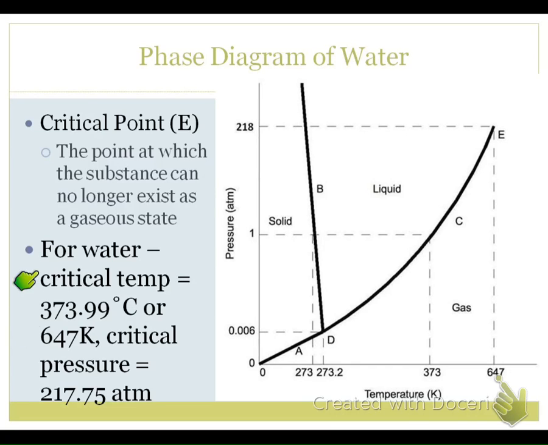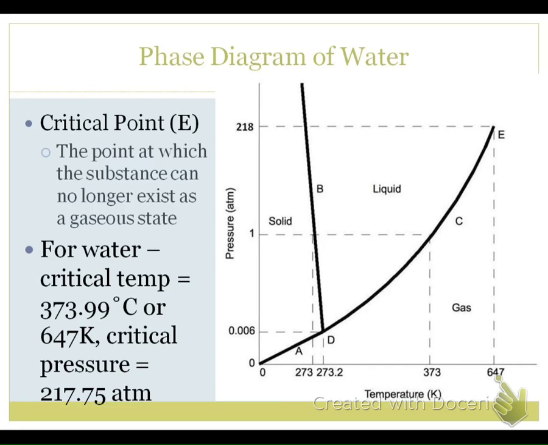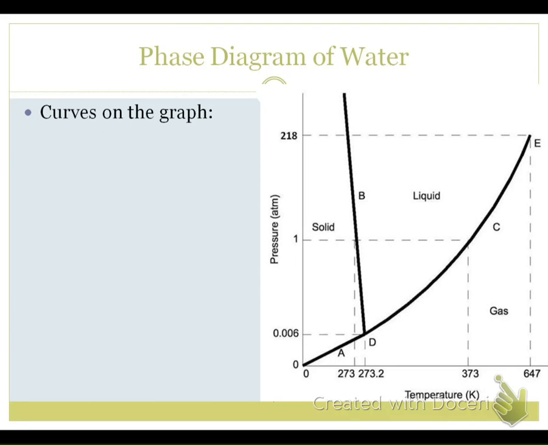And here are our temperatures for that. So 647 Kelvin, or basically 374 Celsius, and 217.75 atmospheres, or 218, which is what's listed on your table, which is fine. Those are our values for the critical point. All that these values are telling you are the same things that your diagram is telling you: 647 Kelvin and 218 atmospheres. All right, so now let's look at these curves on the graph.